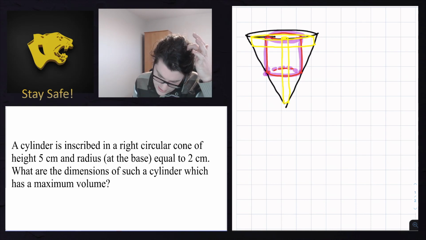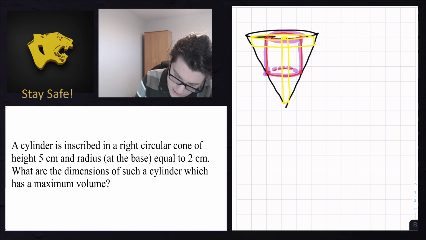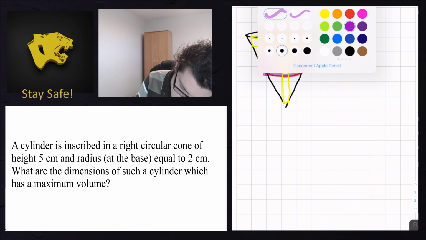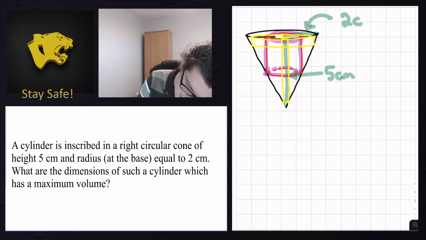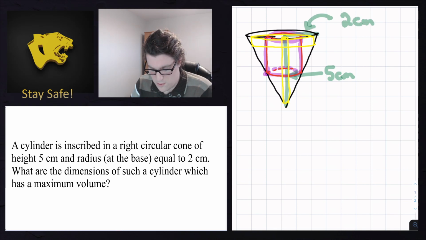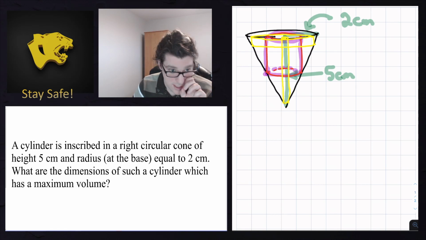So I've done a lot of sketching on there. Really what we want to know is what the dimensions of this particular thing are. So the cone has a height of 5 centimeters and it has a radius of 2 centimeters. So that's what we know right now. I'm just recording the given information.